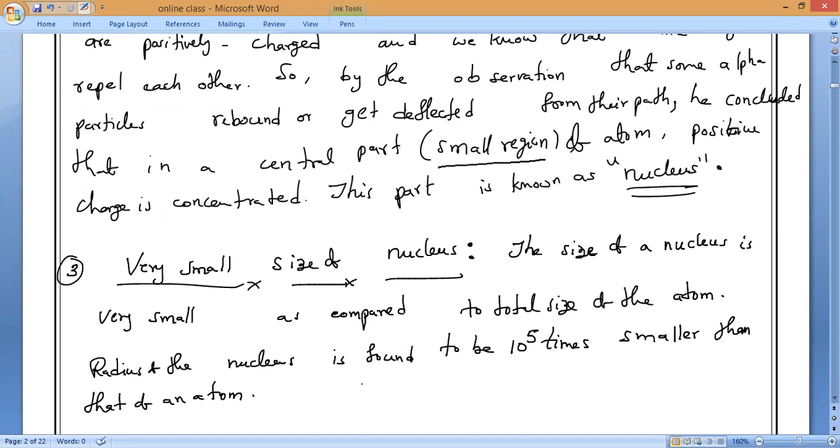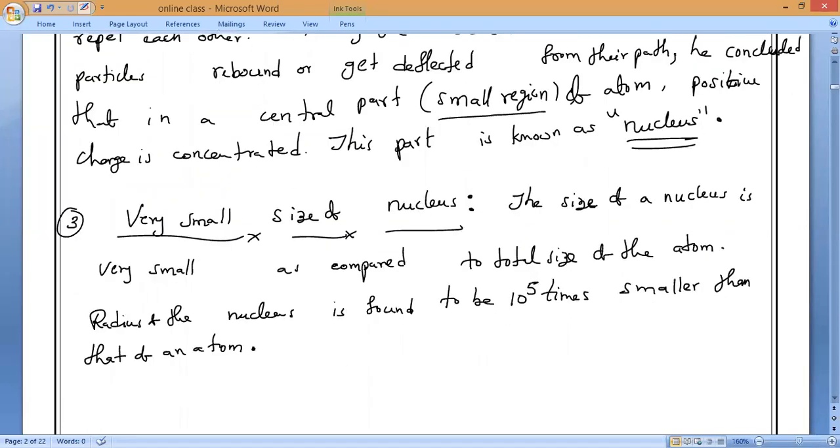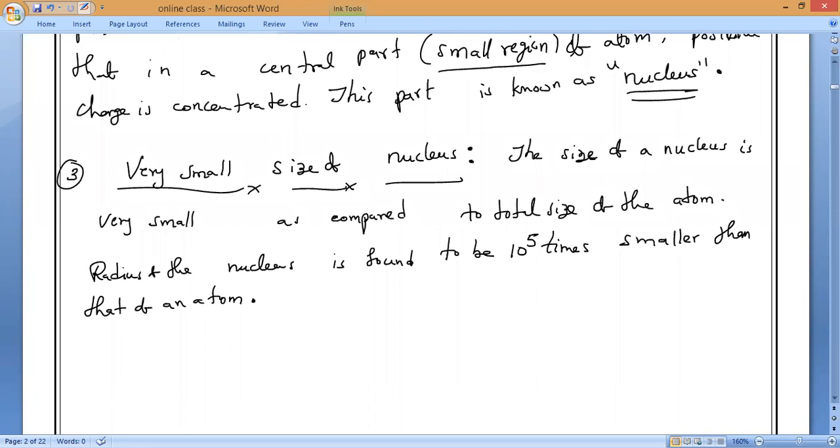Actually, it was shown by deflection of a very small number of alpha particles by the gold foil. That is the reason, deflection from a small portion only. That is why it is proved and it has been calculated later. It is 10 power 5 times smaller than the size of the atom. That is what you have to remember. Next.